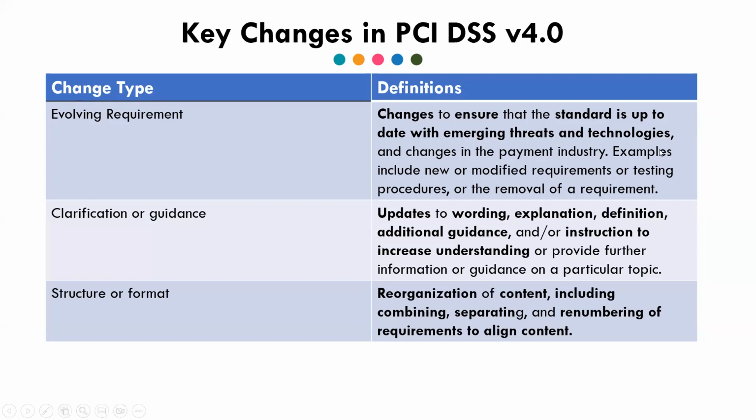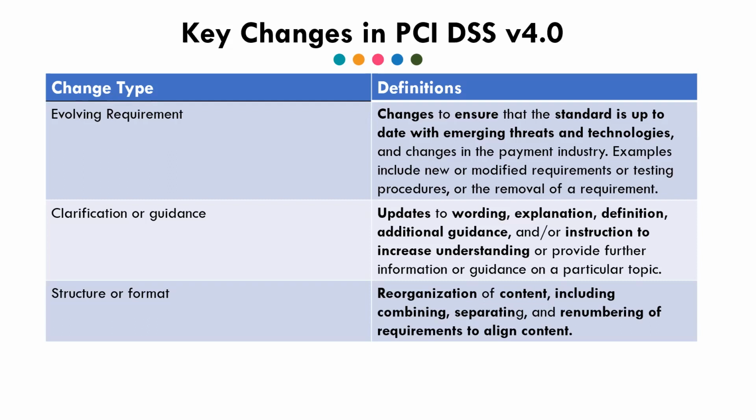So version 3.2.1 was lacking a lot when it comes to cloud security or the cloud itself, because at the time that it was being made, around 2015 to 2018, cloud wasn't that big, right? So now version 4 addresses everything cloud. Some of the changes that we will label under evolving requirements are an example of what I just gave, right? Evolving requirements seeks to address technological advancements and changes in technology in the world, right?